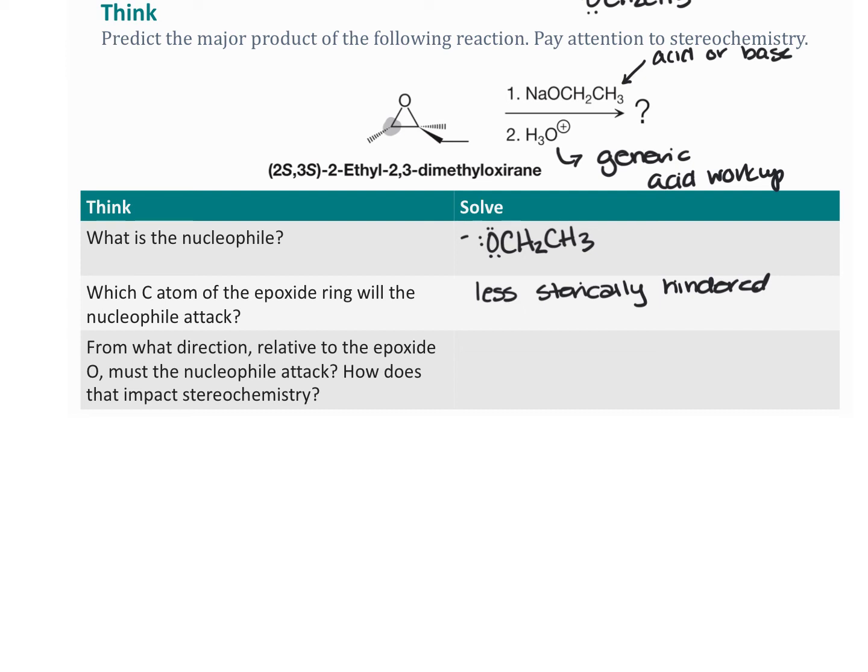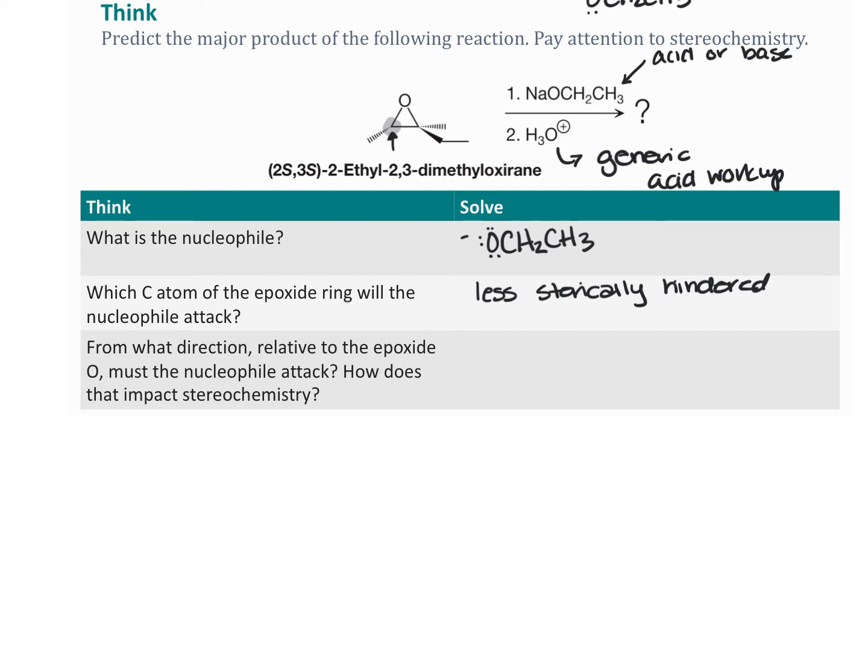Then, from what direction relative to the epoxide oxygen must the nucleophile attack? How does that impact the stereochemistry? So the nucleophile attacks from the opposite side of the ring, like below the ring, the opposite side of the oxygen. So that remaining substituent attached to the carbon flips forward. So the acid then, of course, protonates the OH.